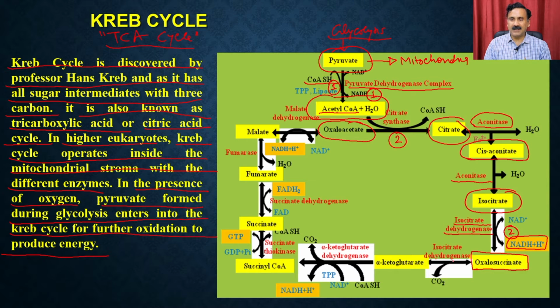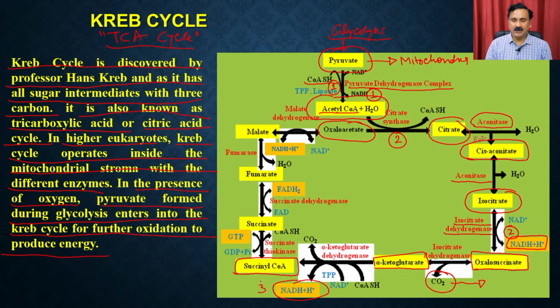Now oxalosuccinate is going to go through a decarboxylation reaction, and that's how it produces alpha ketoglutarate, by the enzyme called isocitrate dehydrogenase. So there will be a production of carbon dioxide in this process, right? And once the alpha ketoglutarate is produced, it gets converted into succinyl CoA, and in this process again NADH is generated.